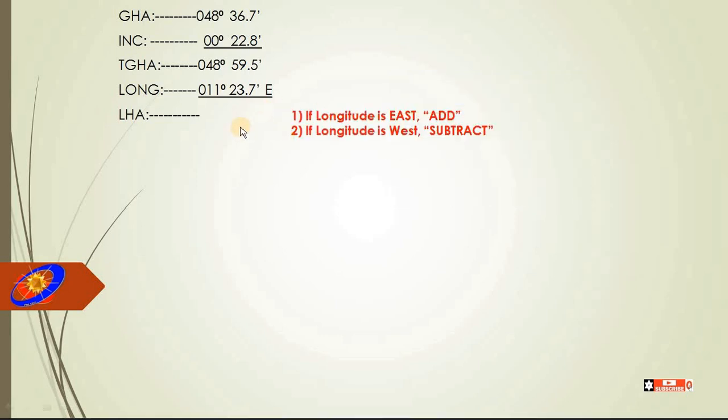Okay, so we have a rule here in order to take the LHA. Number one rule is that if longitude is east, we add. If longitude is west, then we subtract. So because it's east, we add, we get 059 degrees and 83.2 minutes.